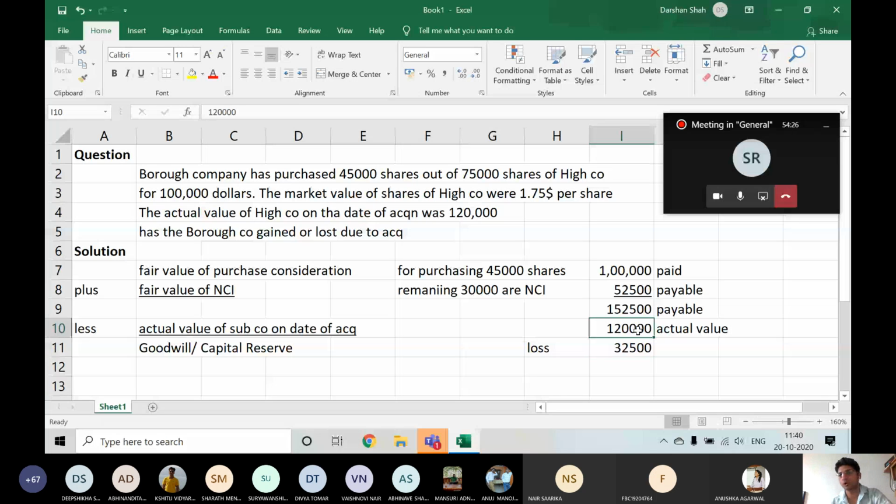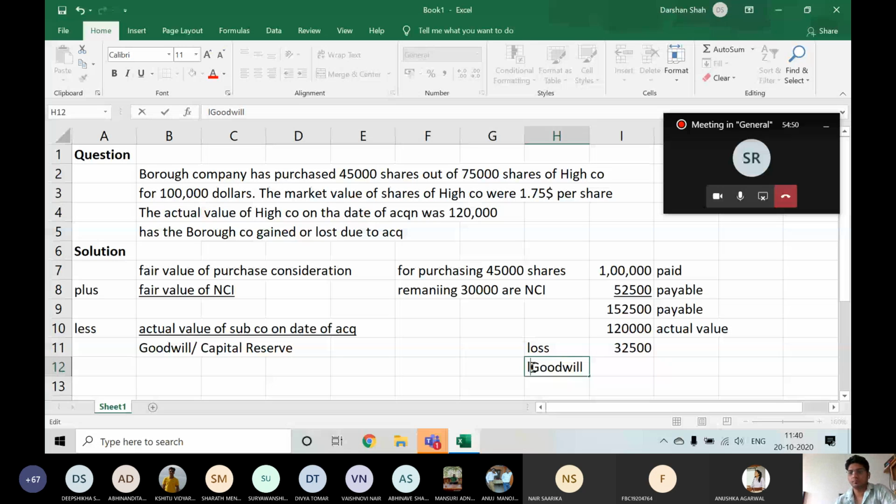Now loss means what? Goodwill or capital reserve? It will be goodwill, because capital reserve is kind of a profit. So loss means goodwill. I will show goodwill of 32,500 on my asset side. Is this clear to everyone?